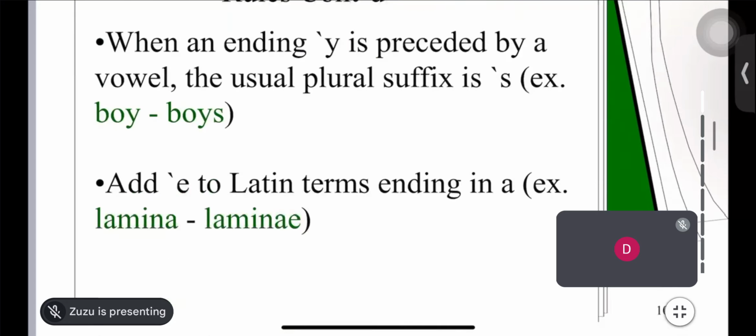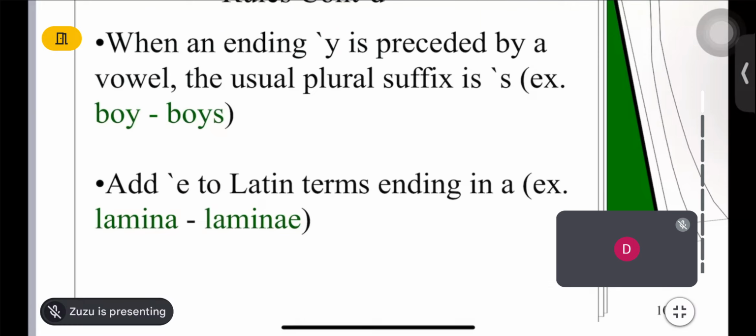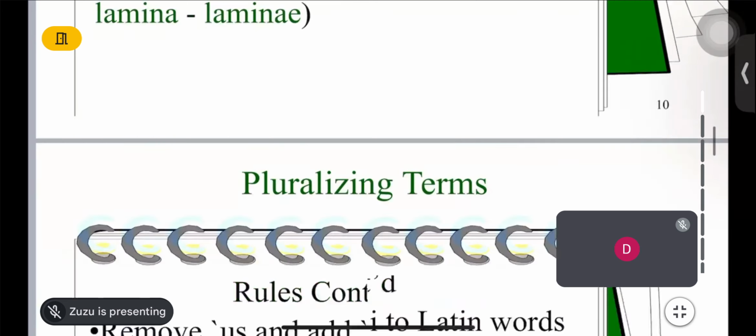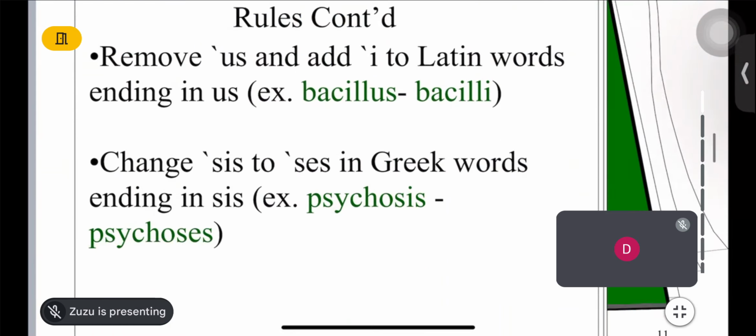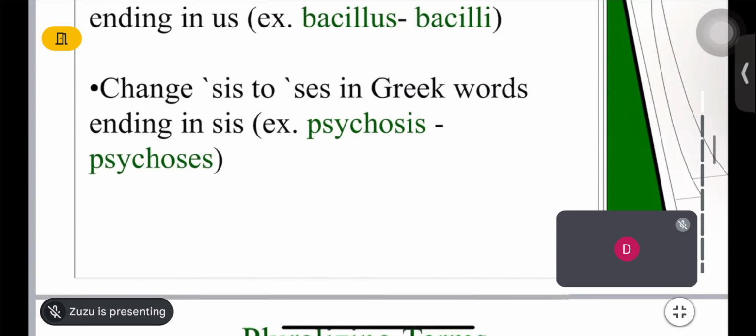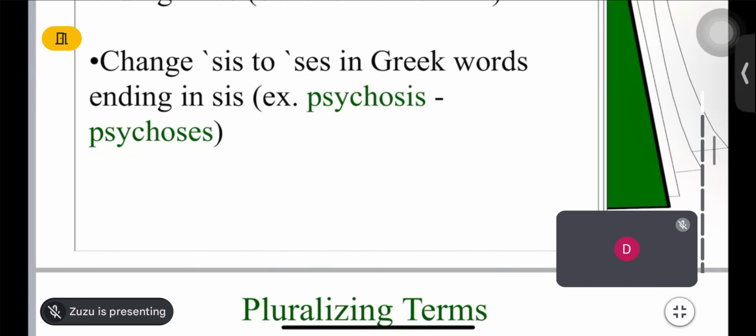Add e to Latin terms ending in a, like lamina or laminae. You'd also remove us and add i to Latin words ending in us, like bacillus or bacilli. Change is to es in Greek words ending in is, like psychosis, psychoses.